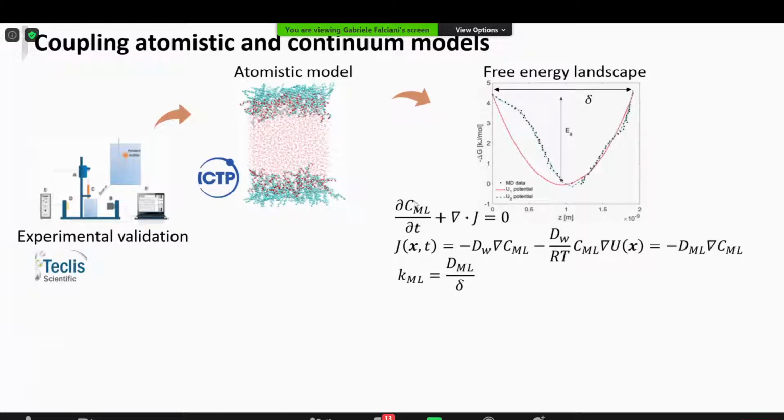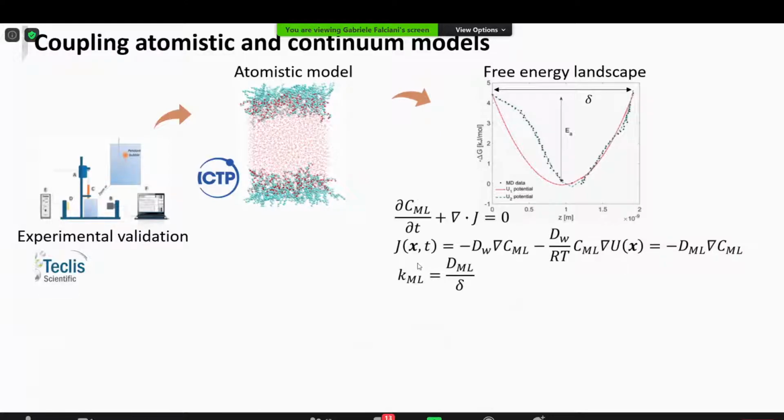In particular, we included the free energy landscape from the molecular dynamics simulation that I showed to you before in a drift diffusion model described by a Smoluchowski equation at continuum level. This has been done in order to extrapolate an effective diffusion coefficient D_ML for an equivalent Fickian formulation. So if you look a bit at this equation for the flux, this first term is just simple Fickian diffusion. However, since we have an underlying potential, this new term arises.